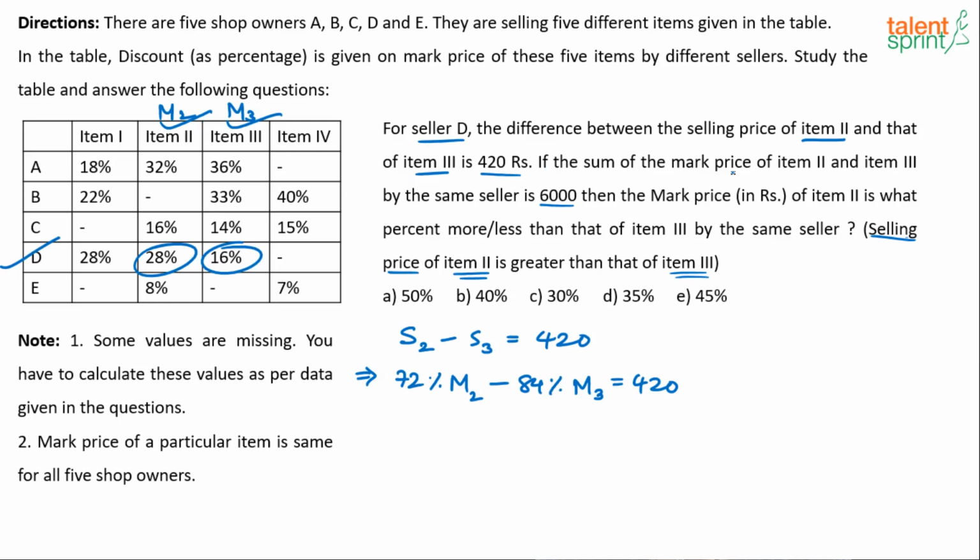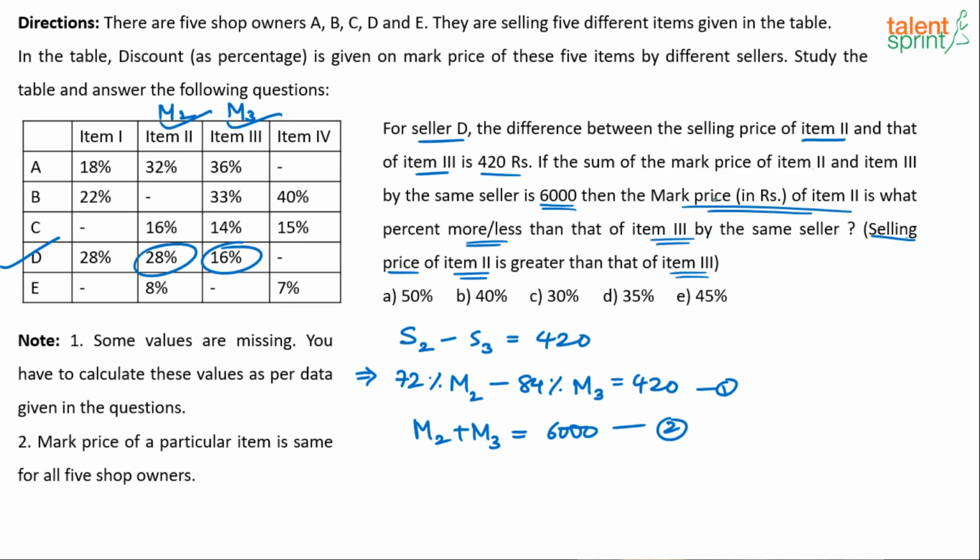Other thing that we know is the sum of the mark prices of 2 and 3 by the same seller is 6,000, meaning M2 plus M3 is equal to 6,000. That's it. 2 equations and 2 variables, can you solve? This is equation 1 and here is equation 2, and there are 2 variables M2 and M3. Solve for these 2 equations. You will get M2 and M3, and then what do we have to find out? The mark price of item 2 is what percentage more or less than the mark price of item 3.